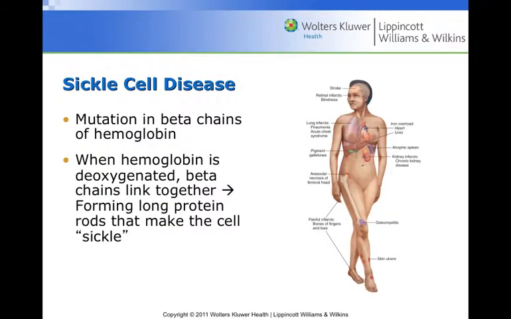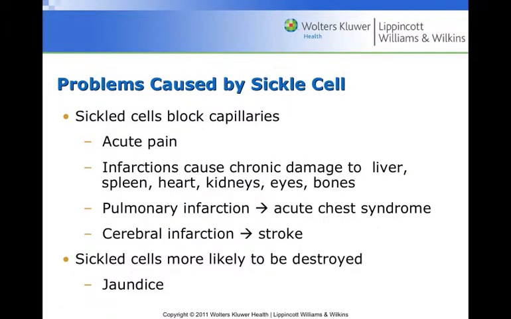So we're looking at a diagram of sickle cell disease, a mutation in the beta chains of hemoglobin. When it's deoxygenated, they link together and form this shape of the cell that looks like a sickle. So deoxygenation is what is driving that process. So what problems are caused by sickle cell disease? Blocking capillaries, very painful. You cut off the blood supply to something, it starts dying, it's very painful.